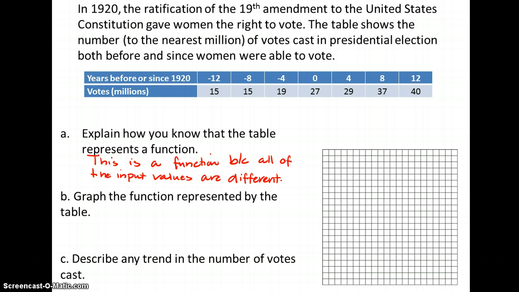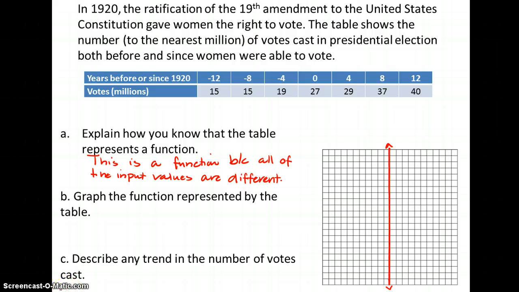Part B asks that you graph the function represented by the table. To do that, you need to make sure that you can fit all of your years from left to right, and you need to figure out where you would put your x value for all of the number of votes. Because you start from negative 12 and you go all the way to positive 12, you might notice that there are not enough squares to go from left to right. Instead, I would divide your graph in half and I would go by 2's from left to right. Do that now.